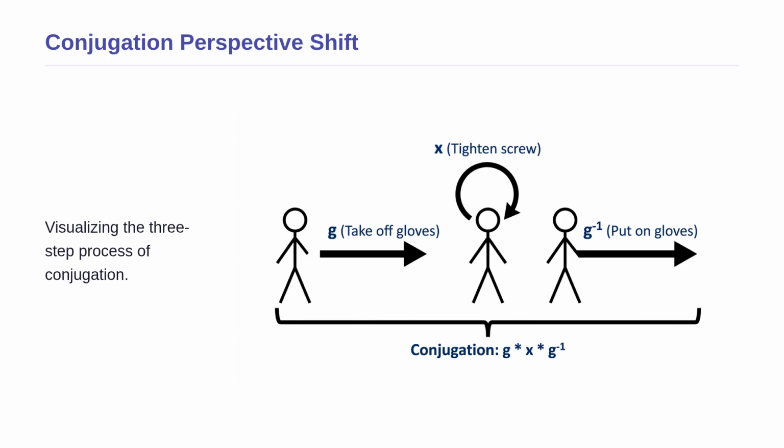On screen, you see a diagram summarizing the 3 steps. The first arrow on the left represents applying G to shift into a state where the work can be done, taking off the gloves. The middle loop represents applying X, which is the actual core transformation we care about, tightening the screw. The final arrow on the right represents applying the inverse of G to return to the original state of observation, putting the gloves back on. The total combined path from left to right is the physical embodiment of the mathematical formula for conjugation.